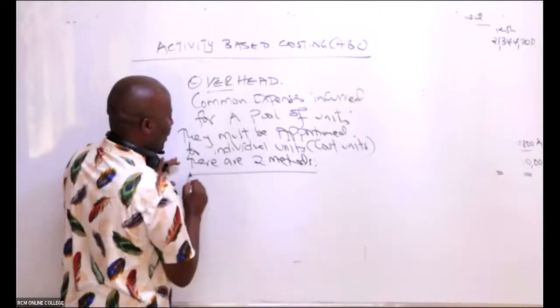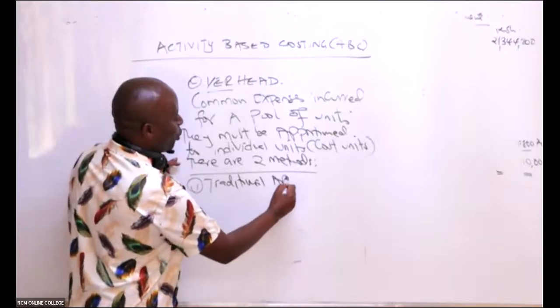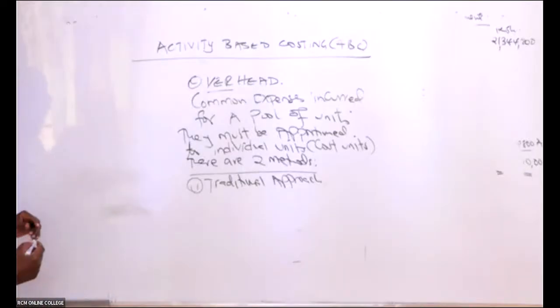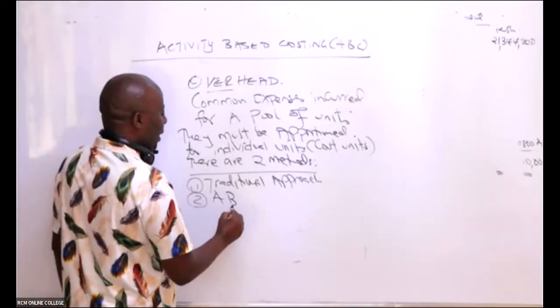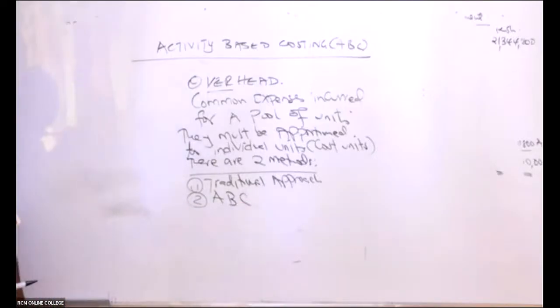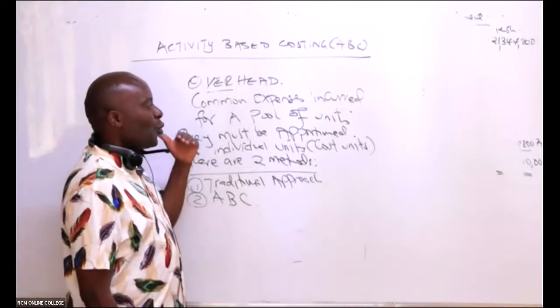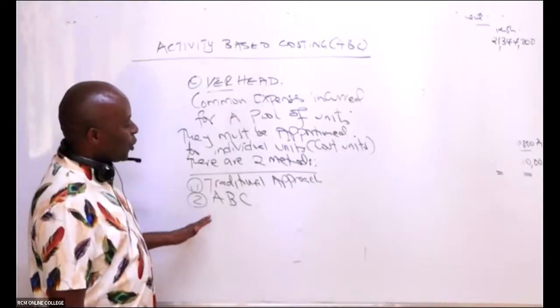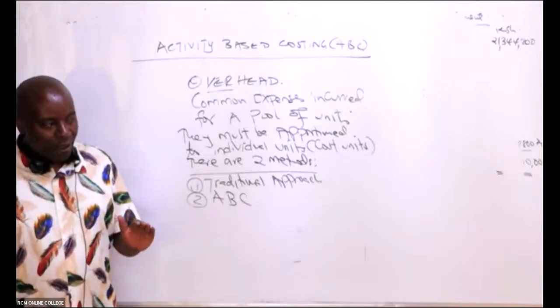Number one, we have what we call the traditional approach. And then we have the second one, which is now modern, what we call activity-based costing. So you've got two approaches of doing this apportionment of these common expenses to the cost units. The first method is called the traditional approach, and then we have ABC, activity-based costing.